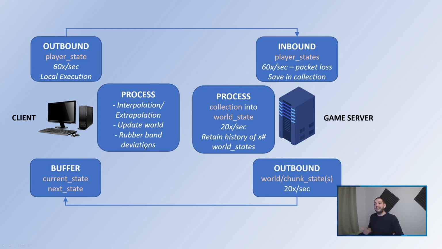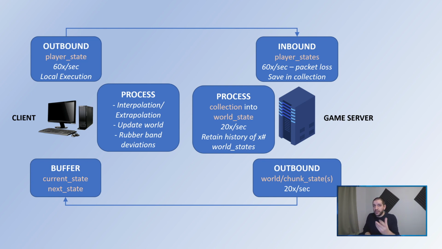So we're going to rubber band any deviations that are a result of the extrapolation, which hopefully we can avoid by interpolating between various states in the buffer, because we're rendering a situation in the past. That's like in one full sentence, that's it. So that means that, because of this local execution, the player is basically playing in a world that is 100 milliseconds in the past.